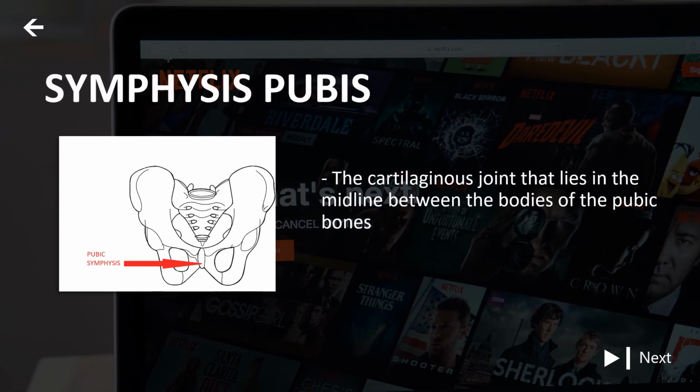Symphysis pubis. It is felt as a solid structure beneath the skin in the midline, at the lower extremity of the anterior abdominal wall. The pubic crest is the name given to the ridge on the superior surface of the pubic bones medial to the pubic tubercle.